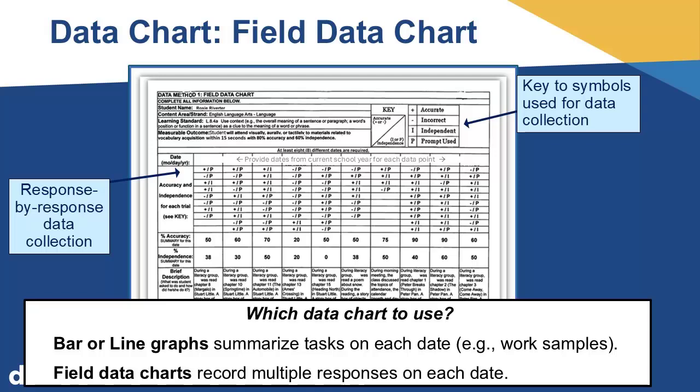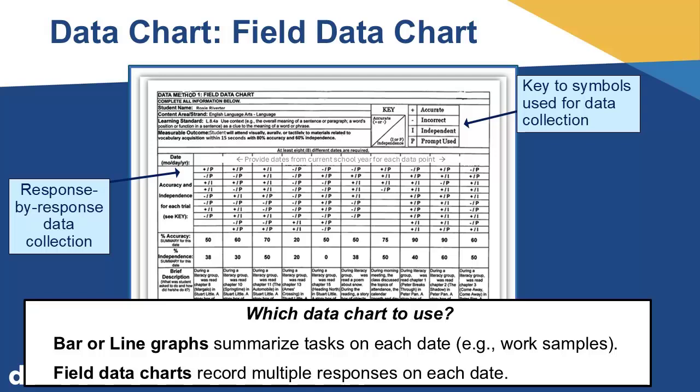a little bit different. This is called a field data chart. And later at the end of this, Kevin will show you what this looks like and how to set it up. But this one works really well for students who do not produce a lot of work or any work. If you're using access skills, this is a response by response data collection. So you see the dates are on the top here.